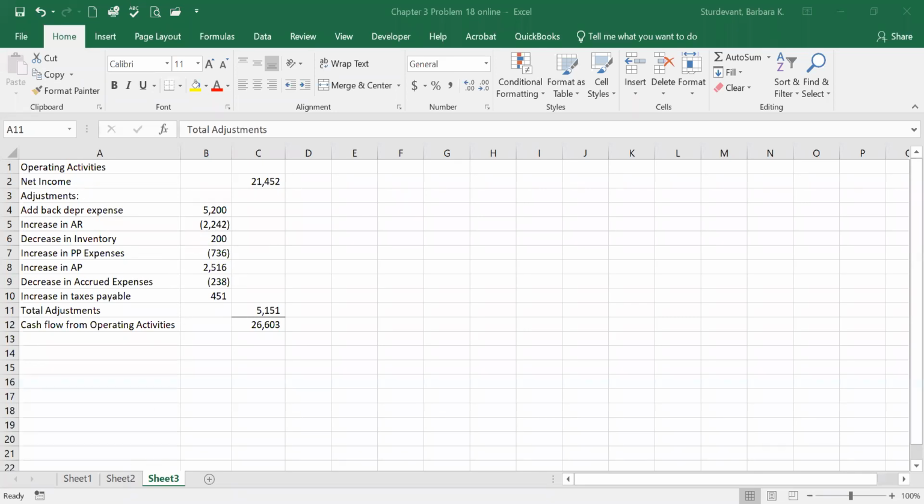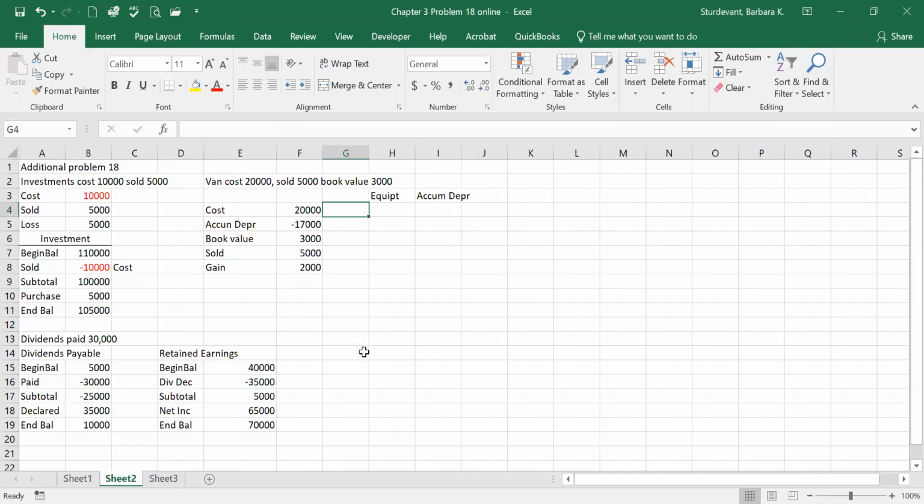All right, I want to go back to what we started the other day. And this was the additional information. This is problem number 18. And again, as I told you, if you see these problems that have required questions, we're not doing required questions, we are doing the cash flow. So let's start. This was the first piece of additional information they gave us. We had investments that cost $10,000 and they were sold for $5,000.